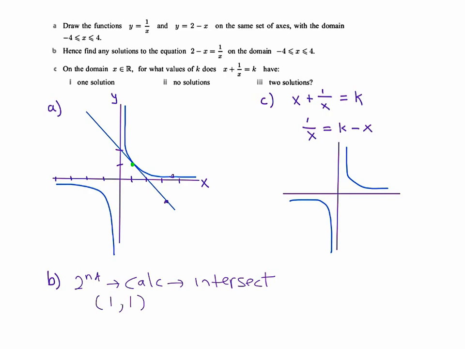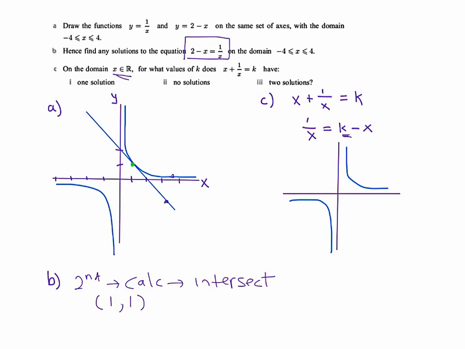C, on the domain x is an element of a real number. For what values of k does x plus 1 over x is equal to k have one solution, no solution, or two solutions? So x plus 1 over x is equal to k. If we rearrange this by subtracting the x on both sides, we get 1 over x is equal to k minus x. So this is a graph that is very, very similar to what we have over here, except now this value of k is not equal to 2. K is just a constant.